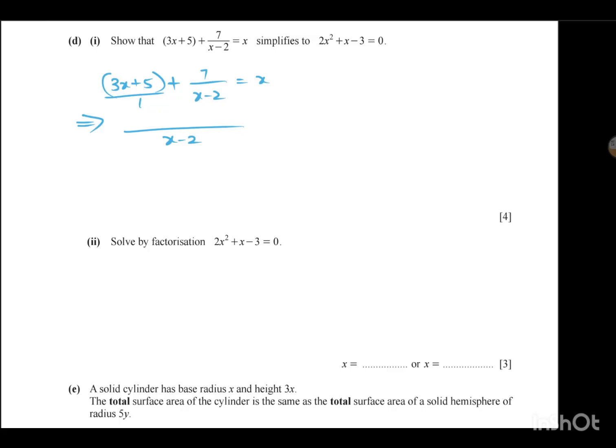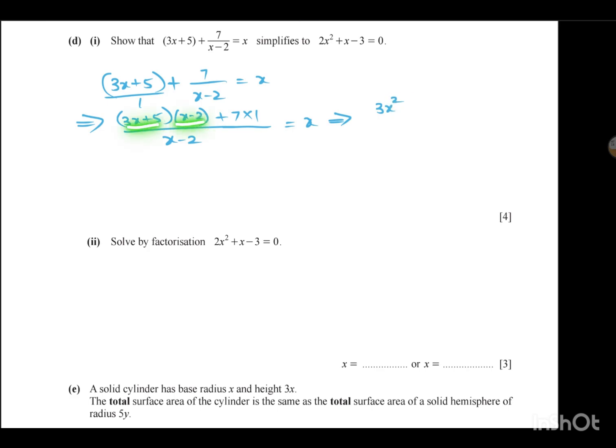1 into x minus 2 is x minus 2. Then the numerator of this fraction must be multiplied with the denominator of the other, plus same way 7 into 1 is equal to x. This will give you 3x into x will be 3x square. Now I'll multiply these two expressions.